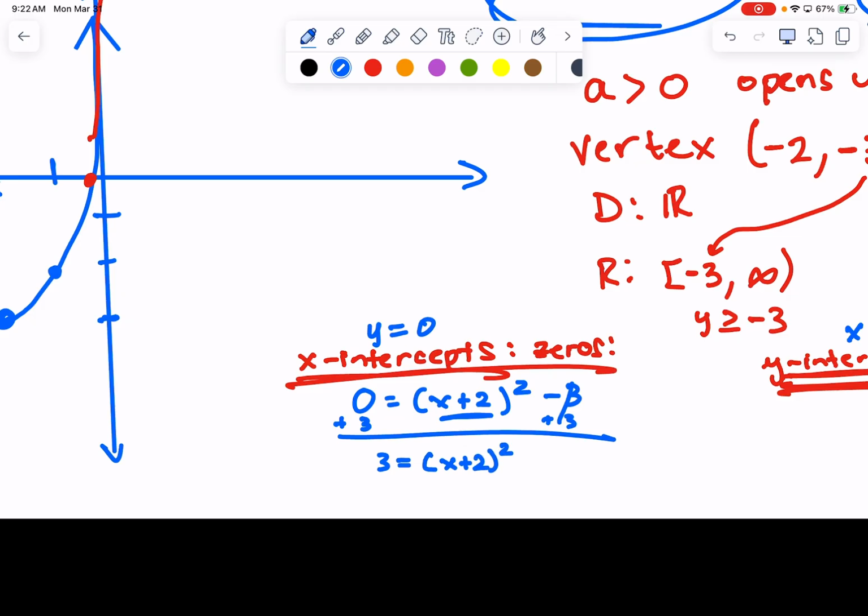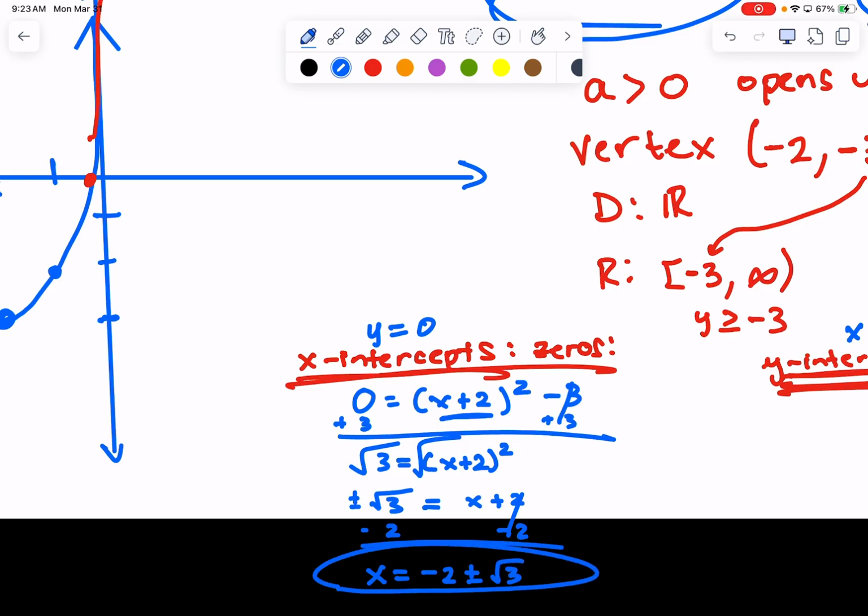Now, to get rid of the squared, you take the square root of both sides. When you take the square root of both sides, remember it's an absolute value. It's piecewise. So it's plus or minus root 3 equals x plus 2, because that'll cancel that squared. Remember, it actually leaves you with the absolute value of x plus 2, but we go ahead and just make it plus or minus. And then we subtract 2 from both sides. So our zeros are going to be negative 2 plus or minus root 3. Yep, I don't think you're eyeballing those.